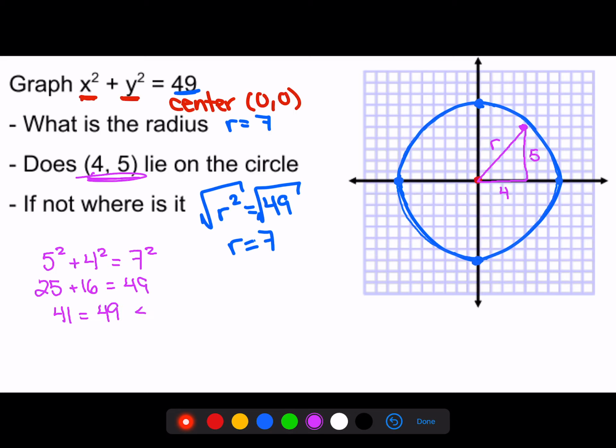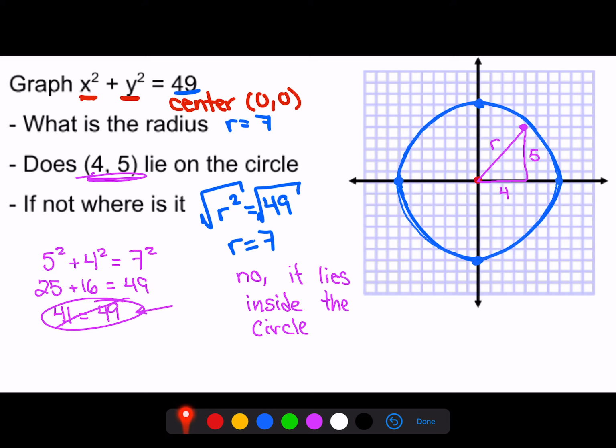Is this a true statement? No, this is not a true statement. So it does not lie on the circle. So I can say no. It lies inside the circle.